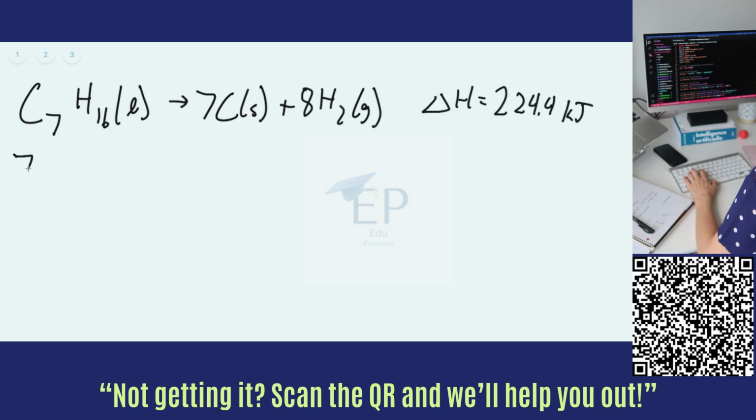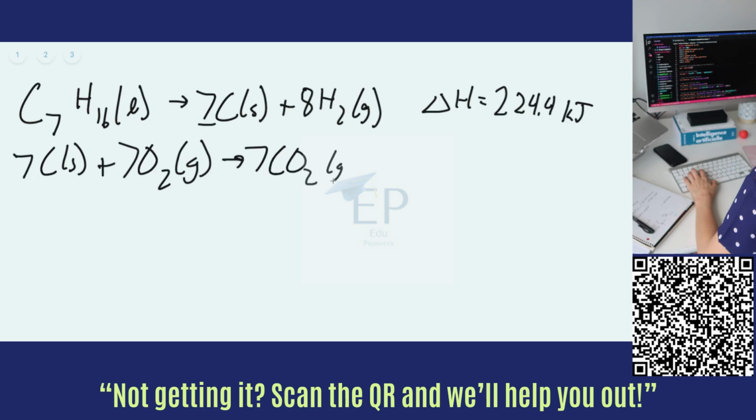Now we take our second equation and multiply it by 7 in order to get the 7C solids that we have in our previous equation. So 7C solid plus 7O2 gas forms 7CO2 gas. And that has a ΔH of negative 2754.5 kilojoules. We just multiply it by 7.